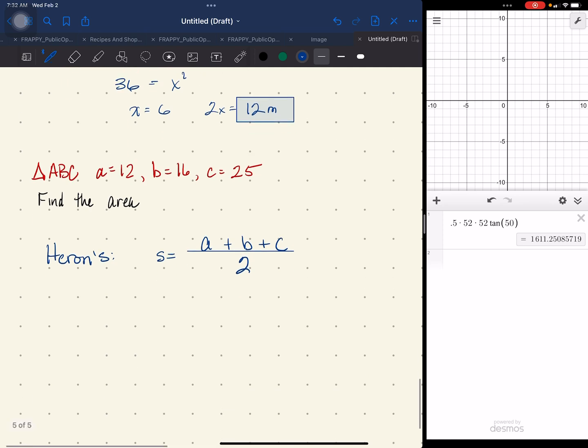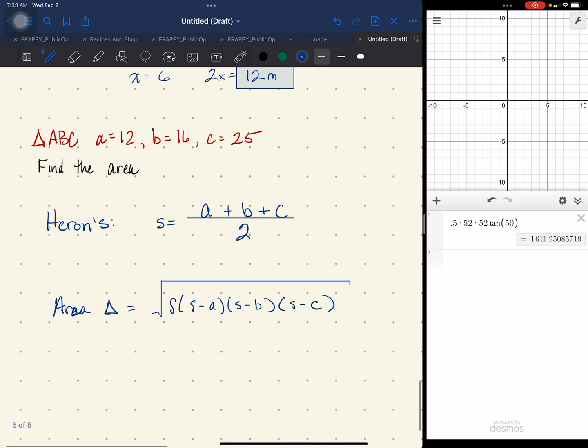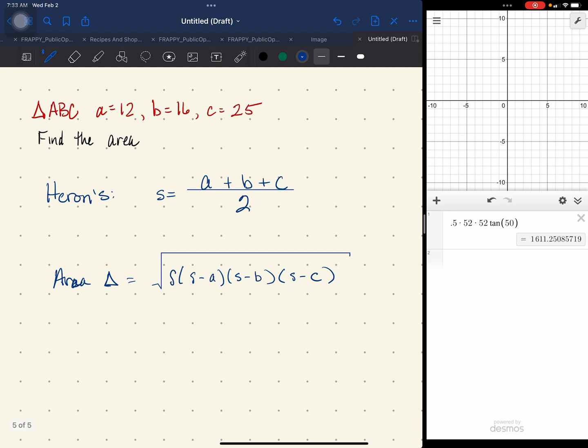You're not. But this number, S, is related to the area of any triangle. Any triangle. It doesn't have to be right or anything. If you take the square root of S times the difference of S with all of the other sides, so S minus A, S minus B, and S minus C, take the square root of all that, that'll give you the area. It's pretty miraculous. So working this problem just now becomes plug and chug.